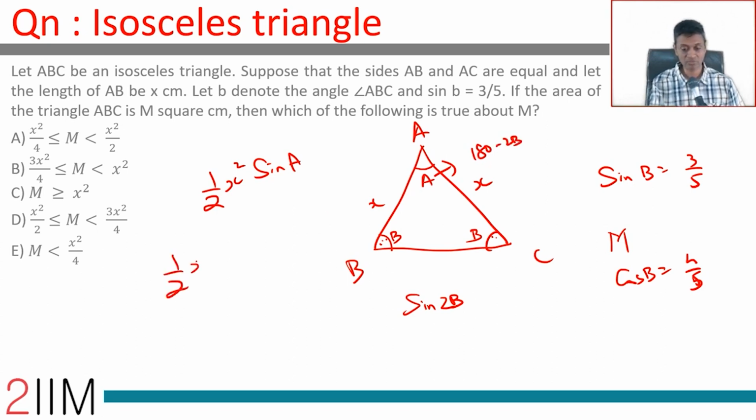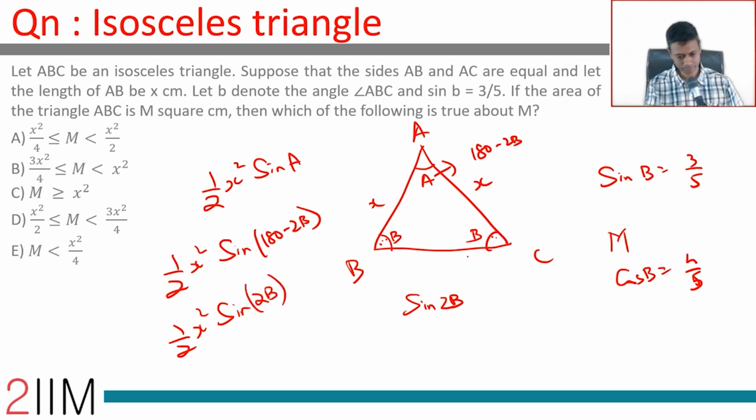So we're looking at half x square sin of 180 minus 2B, or half x square sin of 2B. If we find this, we are through. We need to find a range for that. So we know that sin B is 3 by 5, so we can find sin 2B. Cos B is 4 by 5. Technically speaking, cos B can be minus 4 by 5 also. We'll worry about the minus part later.